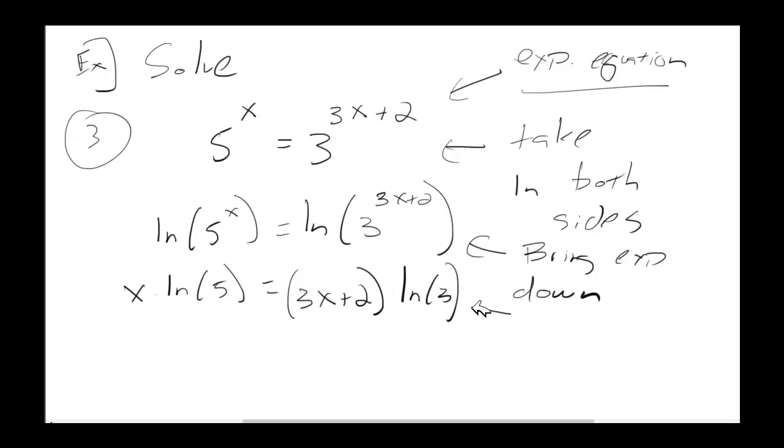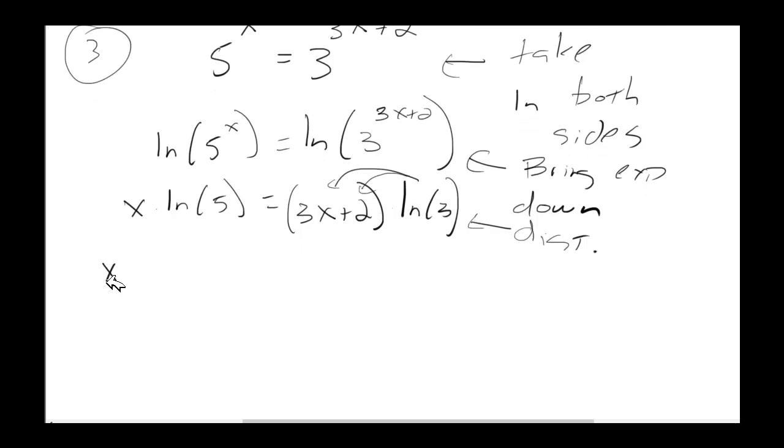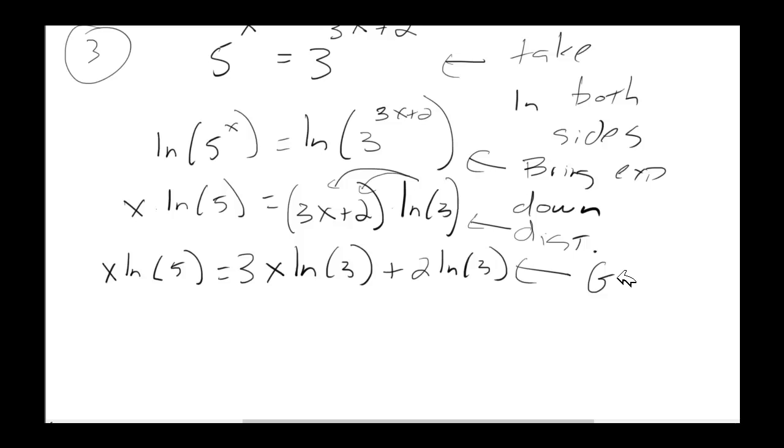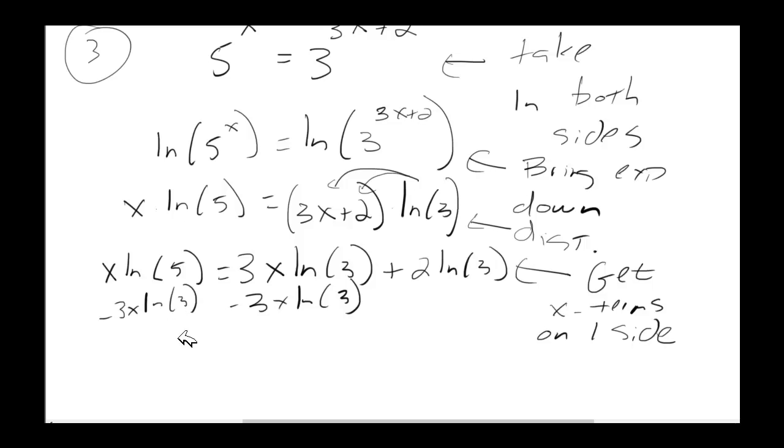So now I'm going to take that number and do my favorite thing in the world. I'm going to distribute. So everybody gets a piece of this ln 3. So I have x ln 5 equals 3x ln 3 plus 2 ln 3. Now I'm going to get x terms on one side. So I'll move this term over there, minus 3x ln 3 on both sides. And you'll see why we're doing this in a second. So over here I have x ln 5 minus 3x ln 3 equals 2 ln 3.